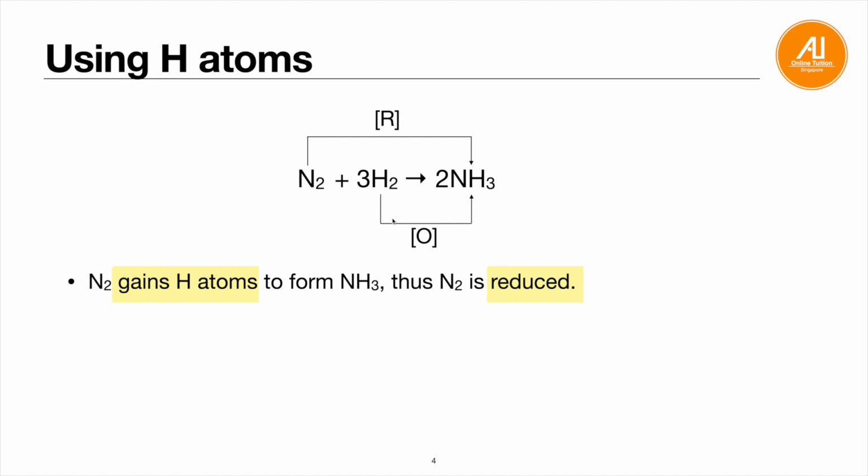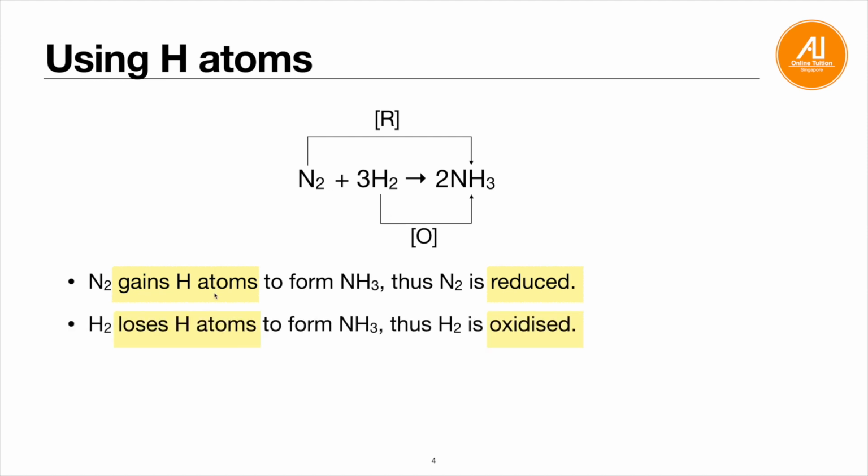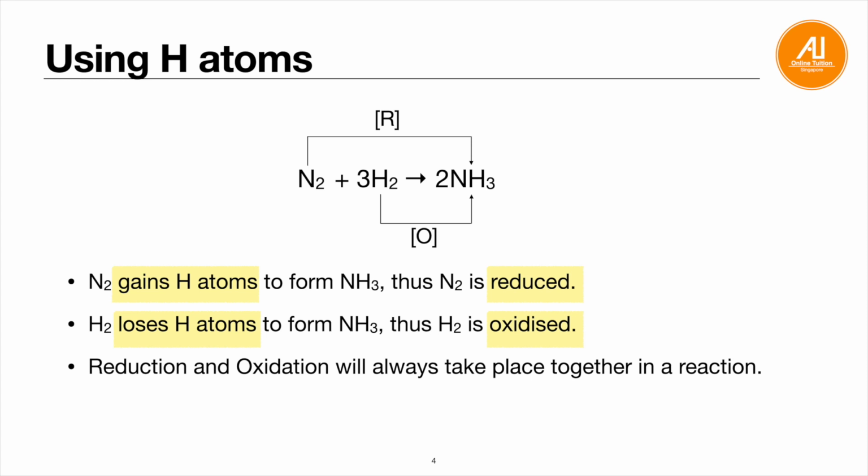So next, what about hydrogen gas? Hydrogen gas, after the reaction, will be oxidized. Why? Because H2 will lose hydrogen atoms to form NH3. Thus, H2 is oxidized. So you realize that it is actually not very clear. So an easy way to see is what? If one of the reactants is reduced, the other reactant will be oxidized. So same thing again, oxidation and reduction always take place together in the reaction.